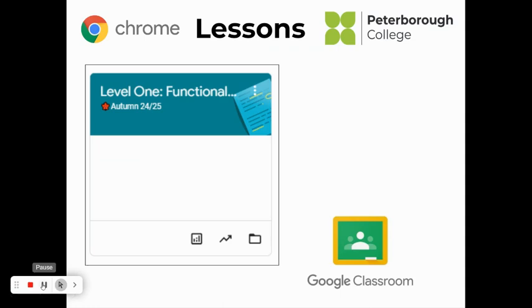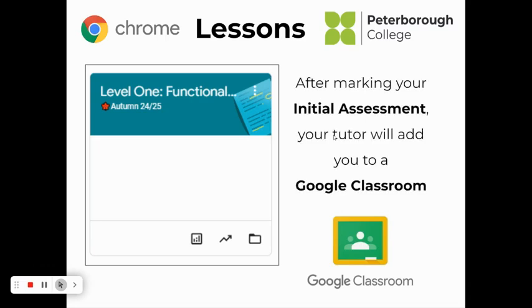Okay, and then finally, something to be aware of is that at some point your work will be put onto the Google Classroom. Okay, so after marking your initial assessment, your tutor will determine a particular level and they will add you to a Google Classroom for that level. Please do not worry if you've never used Google Classroom. That is the sort of thing that we can help you with in one-to-one meetings. There's also an attachment that we will send you that explains how to get onto the Google Classroom and how to use it. But most of your work, if not all of it, will come from the Google Classroom. So just be aware that that's what you will be using.